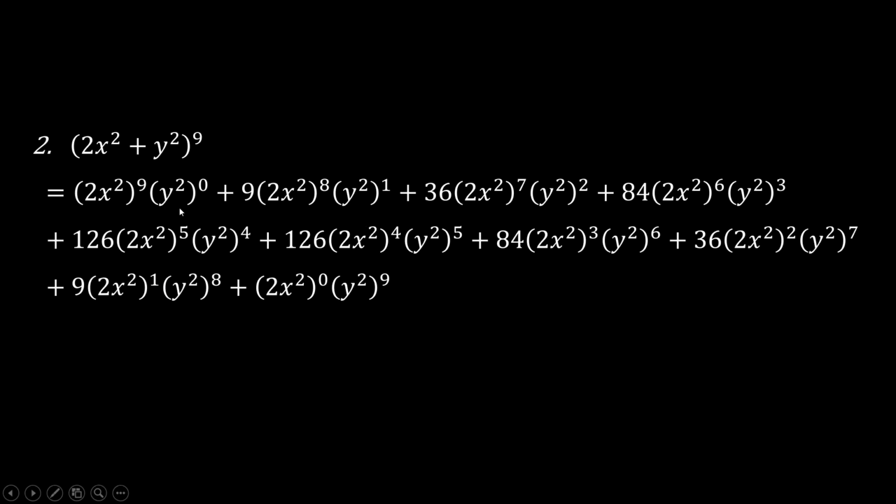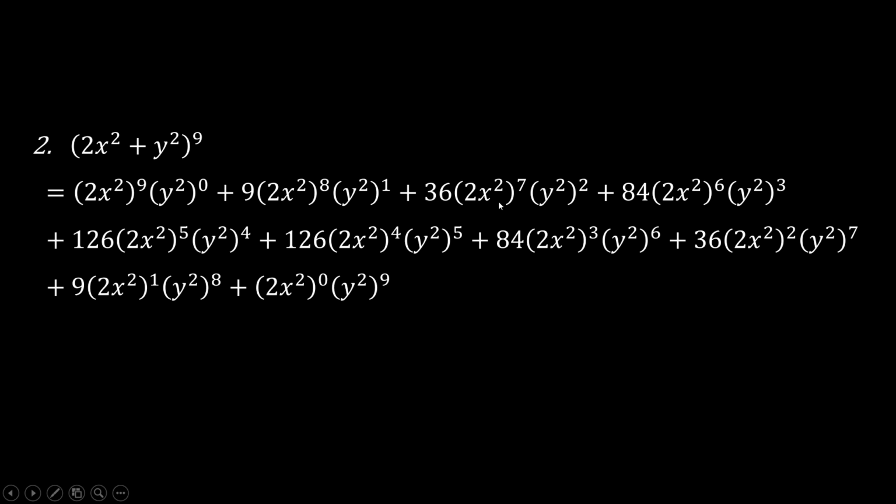So that's the first term. And then the second term is the exponent of the first term, which is 9, times the first term of the polynomial raised to 8, because it will decrease by 1. Then next is the second term. So we multiply this by the second term raised to 1, because it will increase by 1.